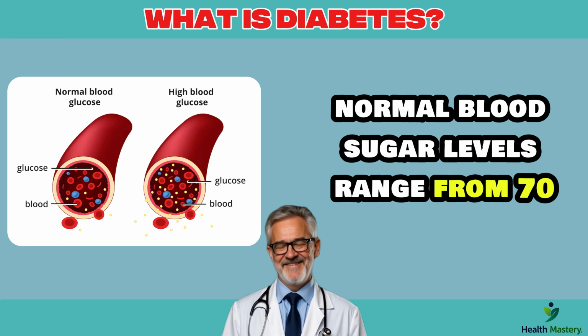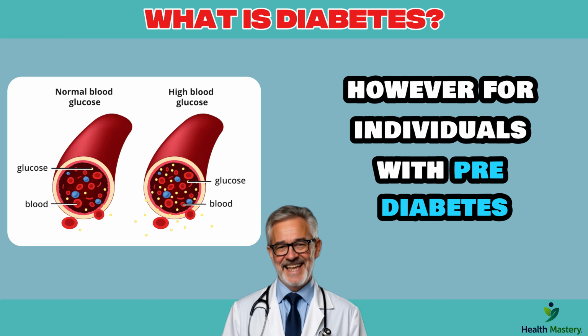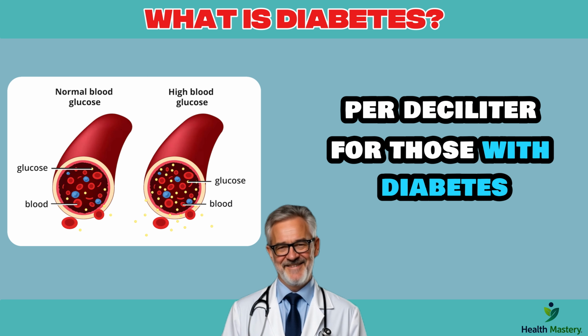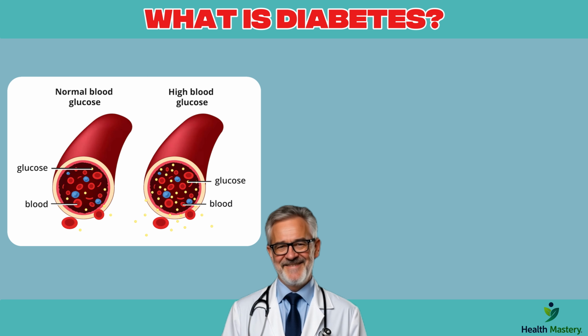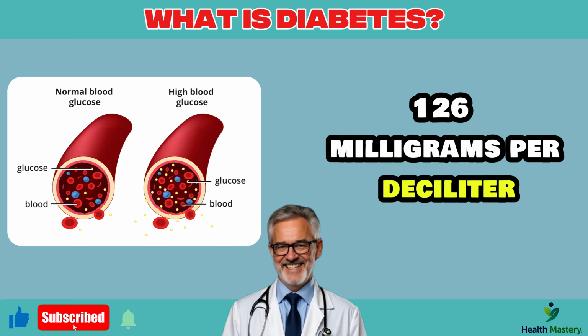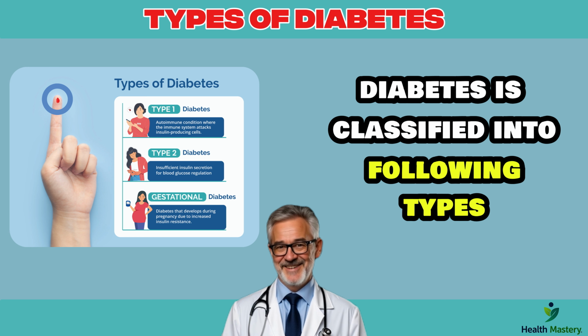Normal blood sugar levels range from 70 to 100 milligrams per deciliter. However, for individuals with prediabetes, this level is between 100 and 125 milligrams per deciliter. For those with diabetes, the level consistently exceeds 126 milligrams per deciliter. Diabetes is classified into the following types.